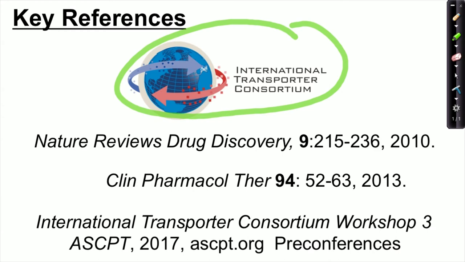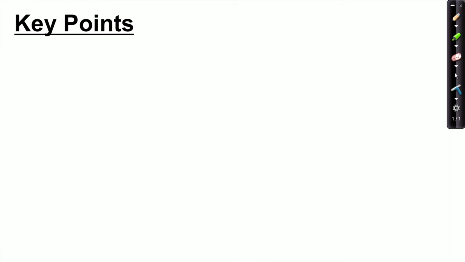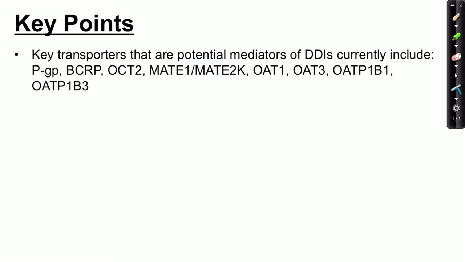Now, as with the other section, I have some key points that I'd like to make in this particular section. One is that there are key transporters that are potential mediators of drug-drug interactions. It's not all the transporters, for example, all the 400 SLC transporters that I showed in one of my earlier slides. It's really focused on these particular transporters that I'm listing here. PGP, which we described earlier, an ABC transporter, BCRP, also an ABC transporter, and then OCT2, MATE1, and MATE2K, those are in the kidney, OAT1 and OAT3 in the kidney, and OATP1B1 and 1B3 in the liver. So we will be discussing this.